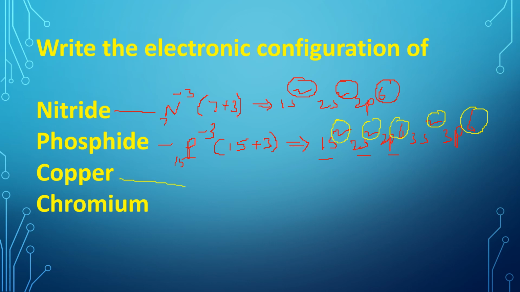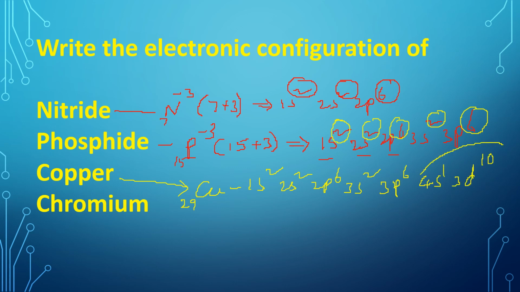Then copper electronic configuration. Copper atomic number is how much? That is 29. Then you have to write the electronic configuration: 1s2, 2s2, then 2p6, 3s2, then 3p6, then 4s1, 3d10. So this is the electronic configuration, very very important.